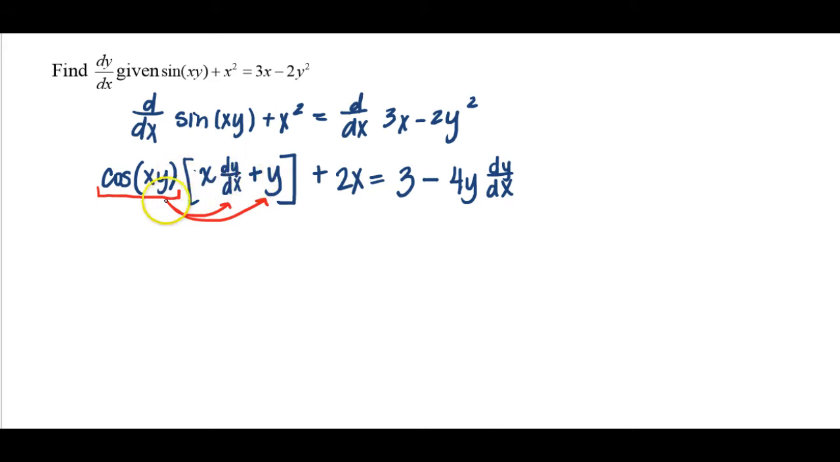Imagine if I had just 3 times x plus y. I would distribute the 3. But it just looks a lot messier because it's cosine of xy that's being distributed in. Alright, so now if I distribute cosine xy times x dy/dx, here's what it's going to become.